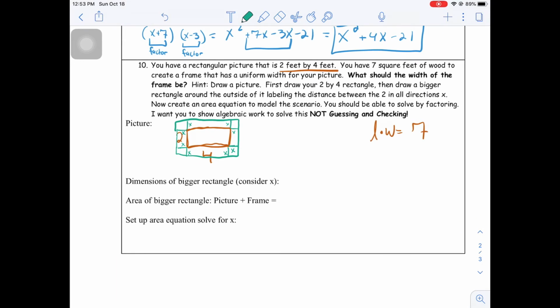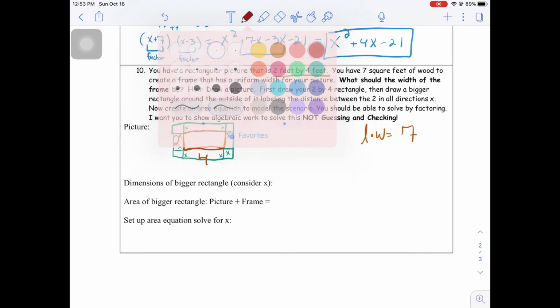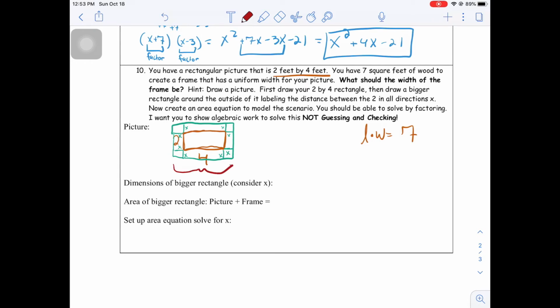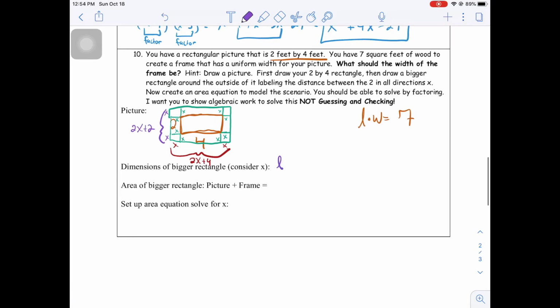It asks for the dimensions of the bigger rectangle, consider the x's. So it wants to know what is this distance right here, right? Well, we have an x here, we have an x here, and then the distance in the middle is 4. So then that bottom distance is going to be 2x plus 4. On the side, we have something very similar. We have x here, 2 in the middle, so that's 2x plus 2. So the dimensions, the length and the width of this thing, are going to be 2x plus 4 and 2x plus 2. So those would be our new dimensions.